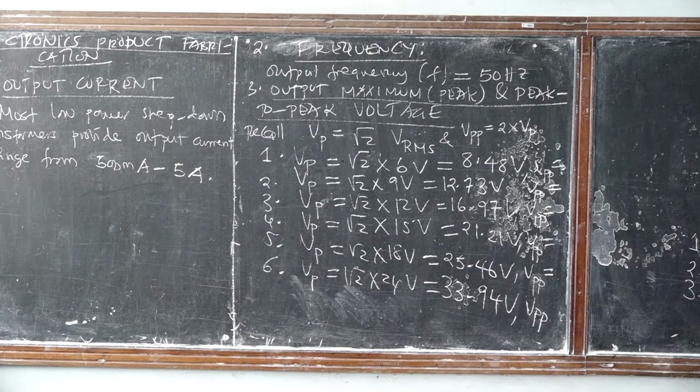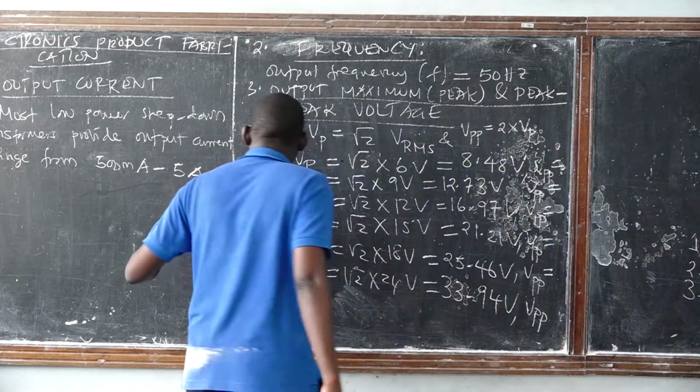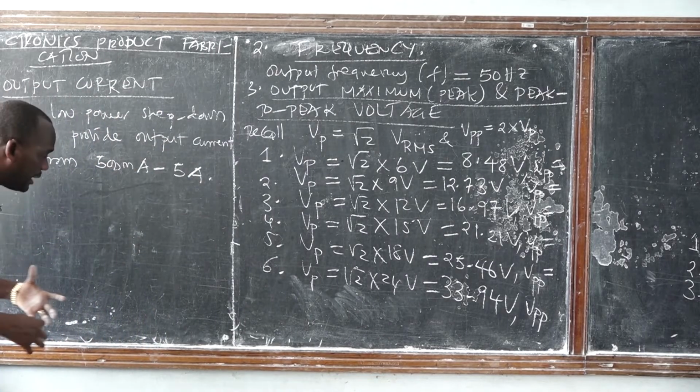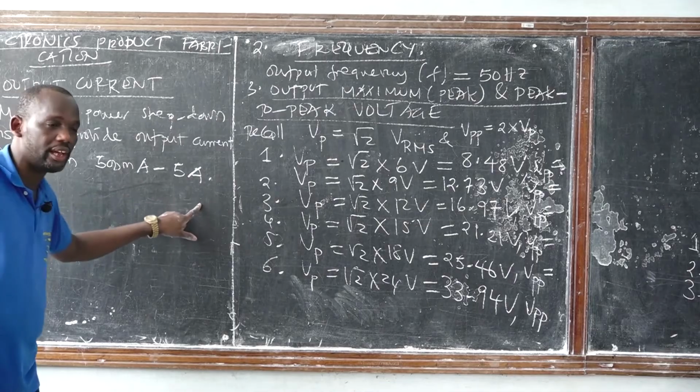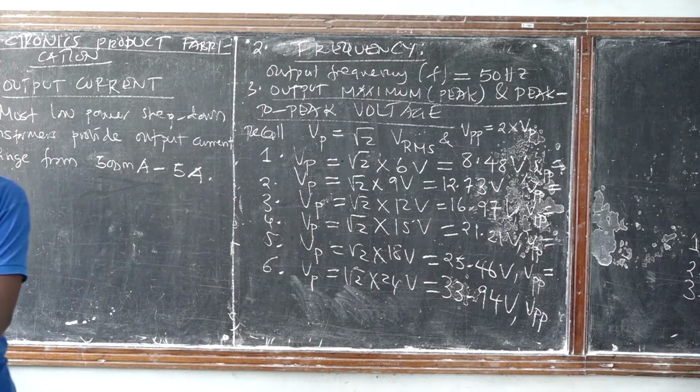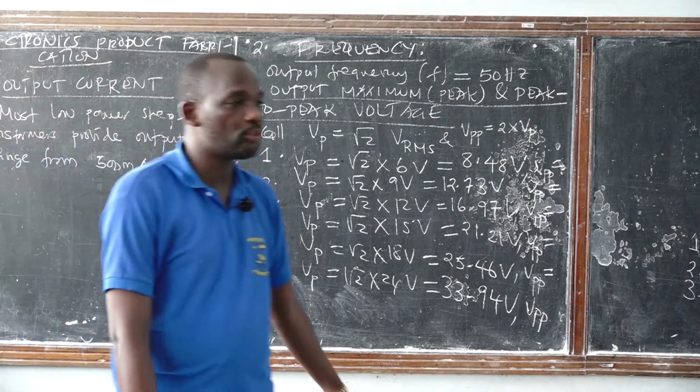So it depends on your choice and your design. Because if your load that will be consuming this electrical power needs a total current of, let's say, 1 ampere, and you are using a step-down transformer of 500 milliampere, then the linear power supply will fail to power your circuit.